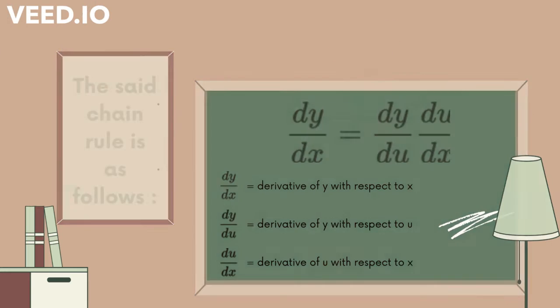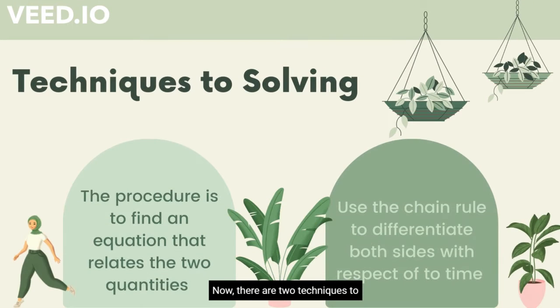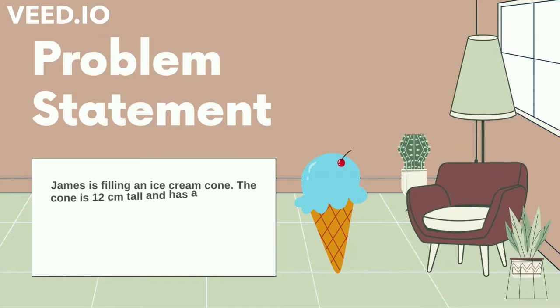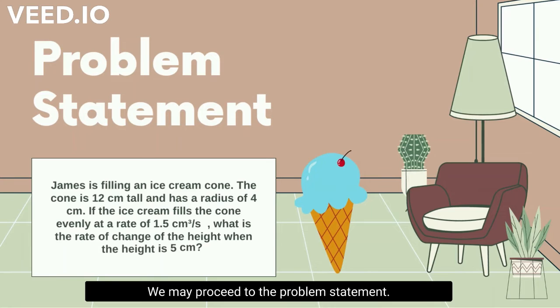to x. Now, there are two steps to solving any problem regarding related rates. Number one, find an equation that relates the two quantities. Second, use the chain rule to differentiate both sides with respect to time. We may proceed to the problem statement.